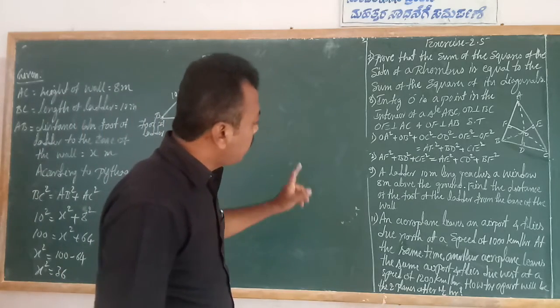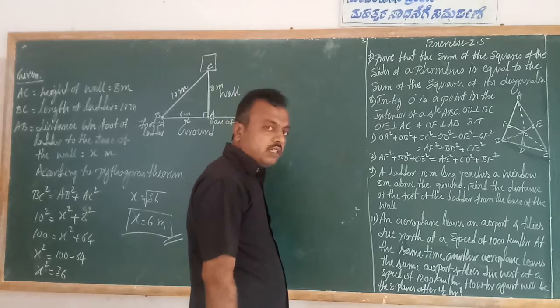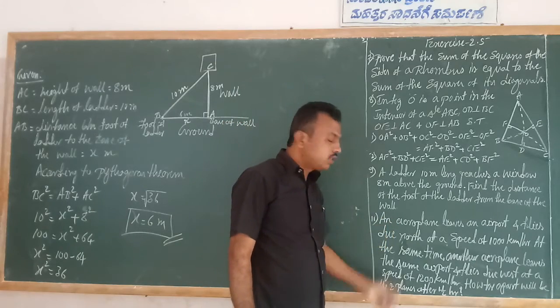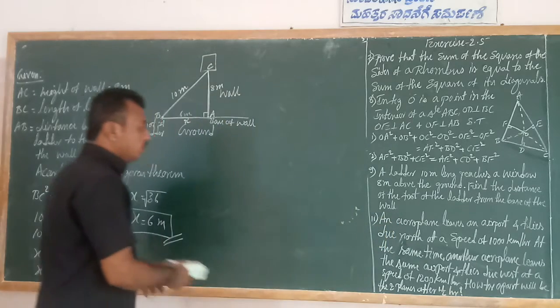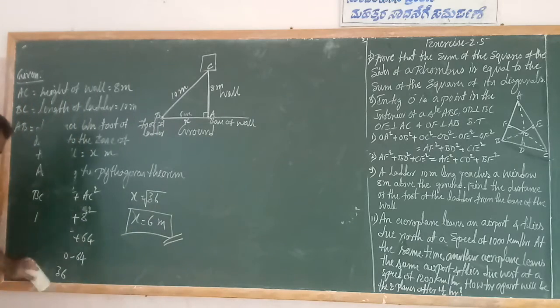In that same question number 10 is there. It is the same as question number 9, so you have to solve it at home. Next I will go to question number 11. So an aeroplane. Read it, question number 11.